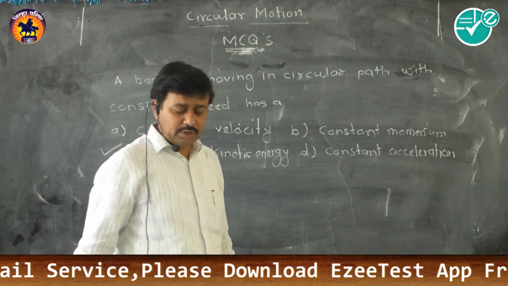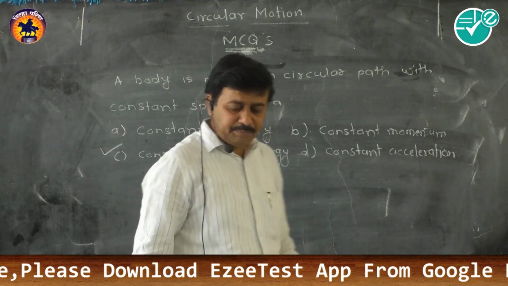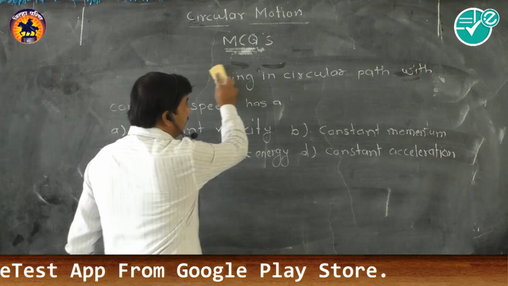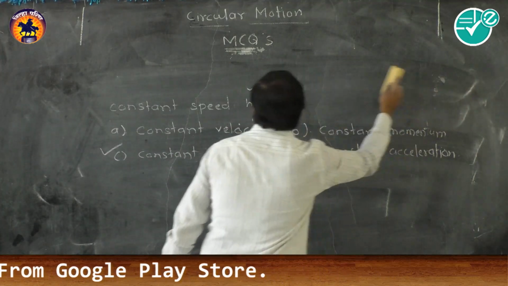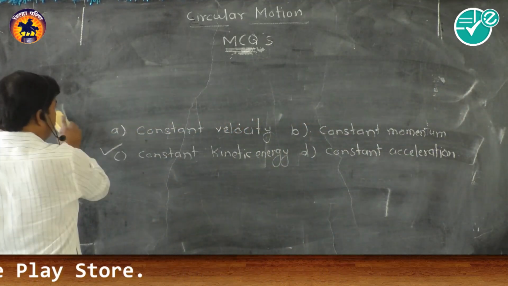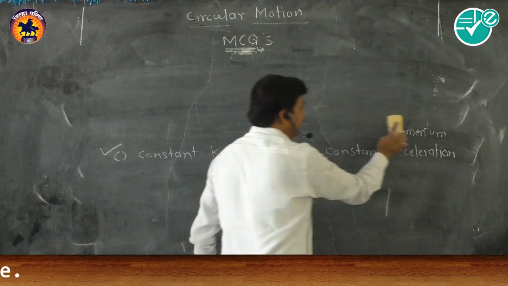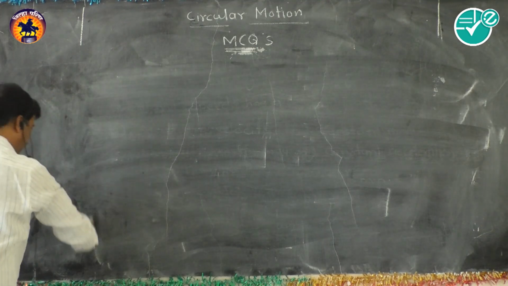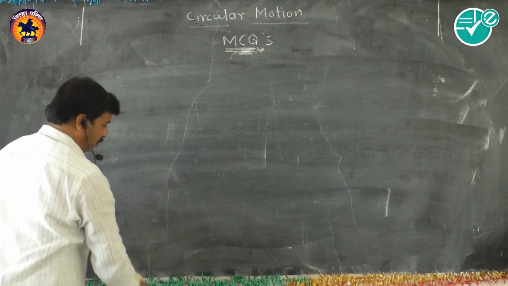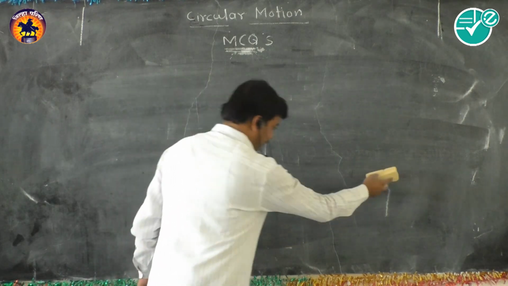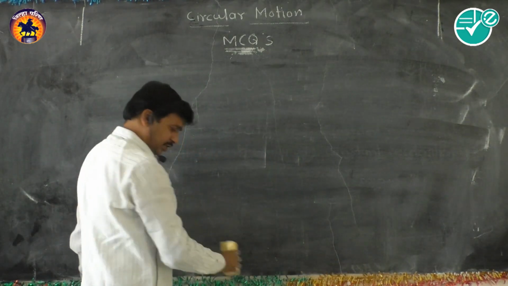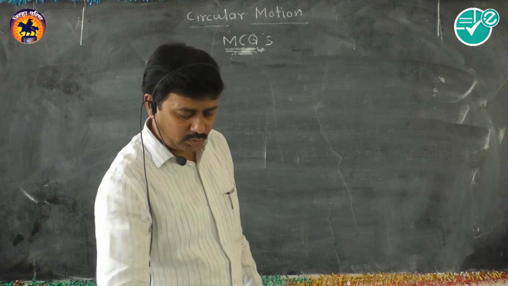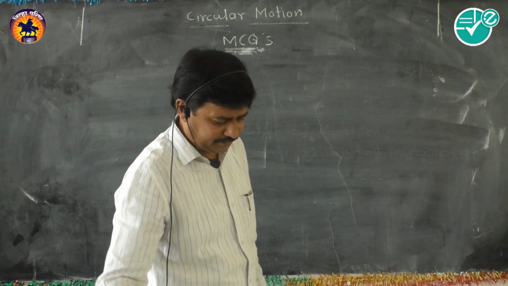So it is a tricky question, but if you read keenly the different characteristics of the motion that we have studied, you will know the correct answer. The correct answer is that the kinetic energy is constant. The other quantities provided here are all vector quantities, and as the direction changes, those quantities change. So we will go for the next one.